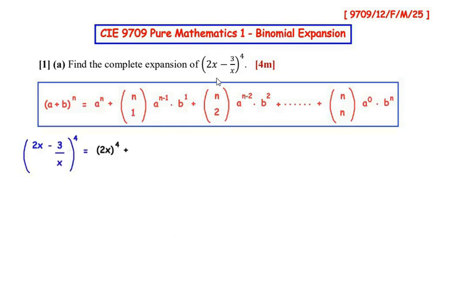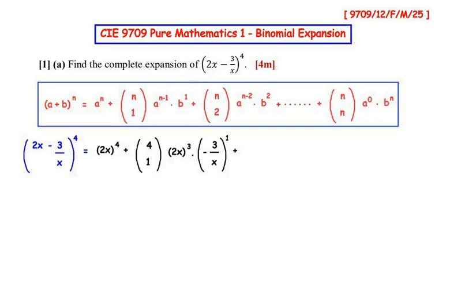So this is the given question, that is 2x minus 3 over x raised to the power of 4. Now using this expansion formula, we have written the first term, that is a is going to be 2x raised to the power of n and n is 4 over here. So 2x raised to the power of 4 plus, now for the second term we are going to write n is going to be 4. So 4C1 times, now a is 2x.